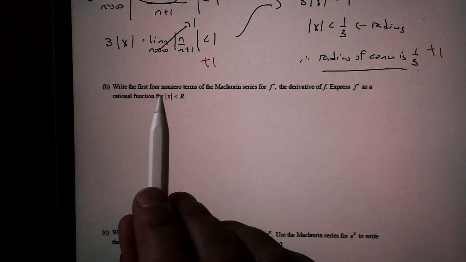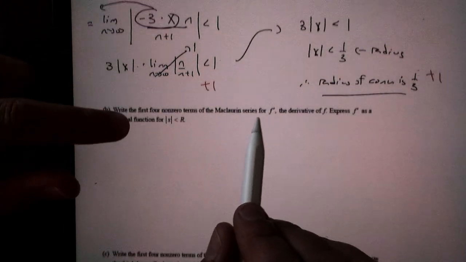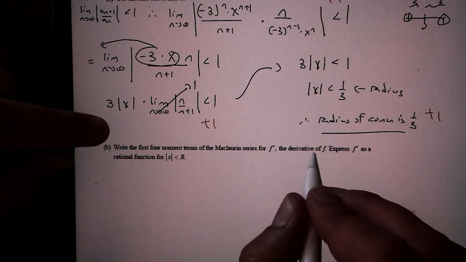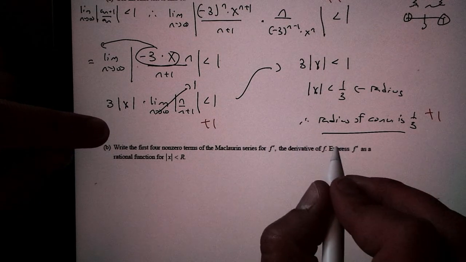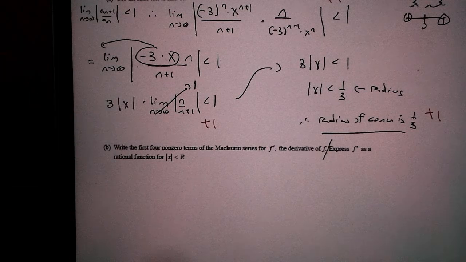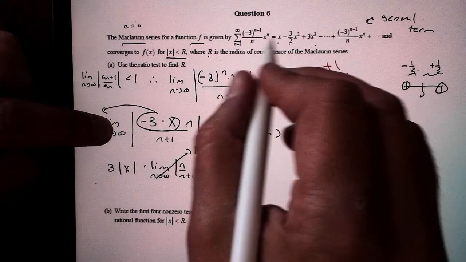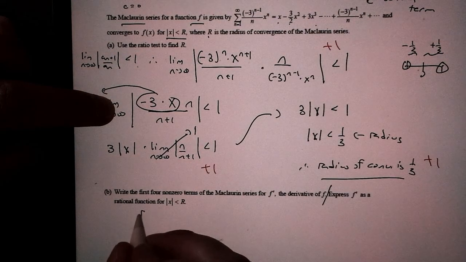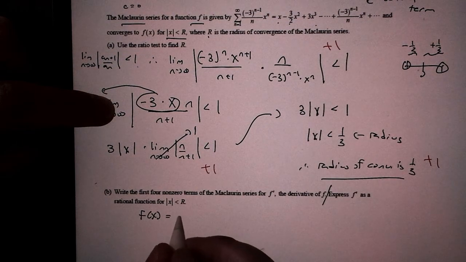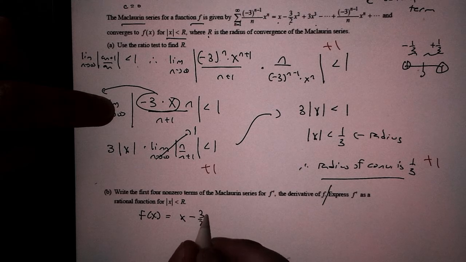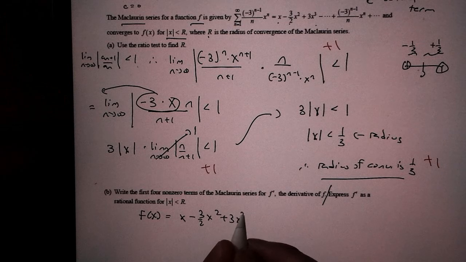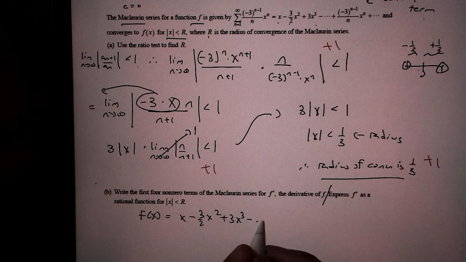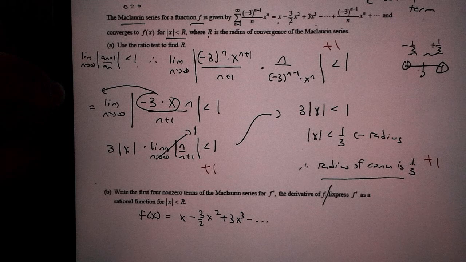It says, write the first 4 non-zero terms for the Maclaurin series of f prime, the derivative of f. Express f prime as a rational function. So let's not even worry about this. Let's just stop here for now, then we'll go there. Period means stop. Okay? So I know what f of x equals. They're saying f of x equals x minus 3x squared, 3 halves x squared, plus 3x cubed, minus dot dot dot. And it keeps going and going and going.